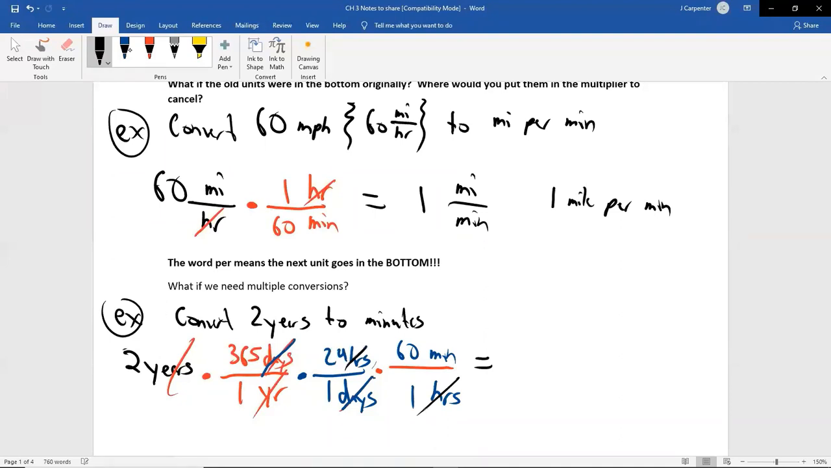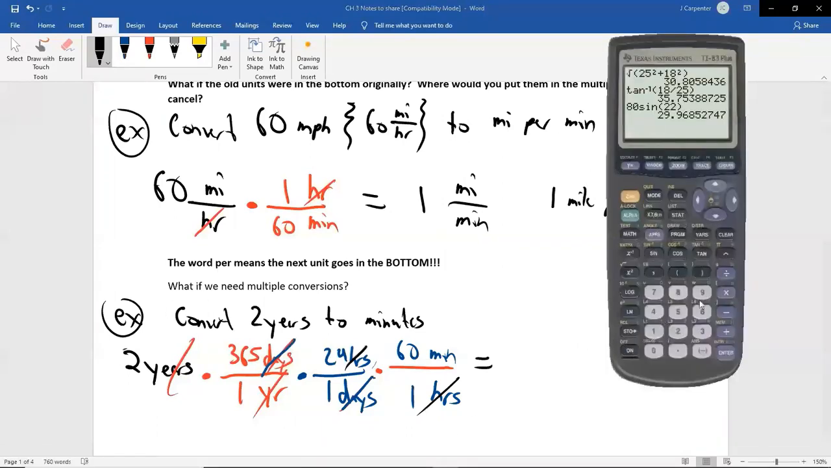So what are we doing here? We're taking the 2 and multiplying it by the 365 because it's in the top. Then we multiply by the 24 because it's in the top, and we multiply by the 60 because it's in the top. So we pull out a calculator. Ignore all that trigonometry, that's not for us. 2 times 365 times 24 times 60.